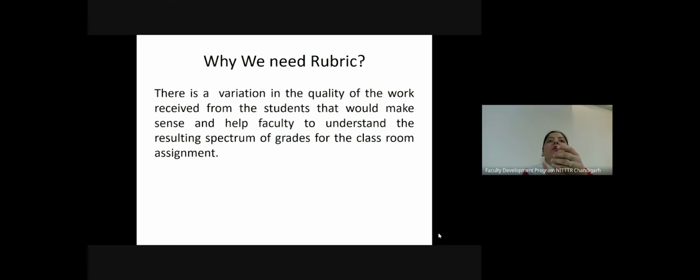So variety of work produced by the students in a class, as a teacher I need to differentiate between the quality of the work produced by the student and try to develop them gradually. जब मुझे पता ही नहीं है कि मेरी क्लास में needs improvement वाला student कौन है, it is not possible for me to select instructional method and media. So rubric as an evaluation tool किस चीज में help करेगा? It helped me to define the resulting spectrum of grades for the classroom assignment.